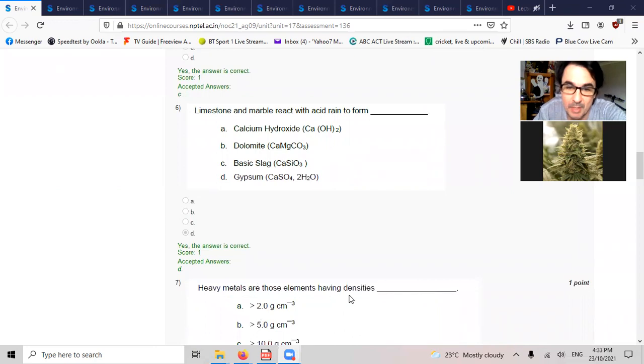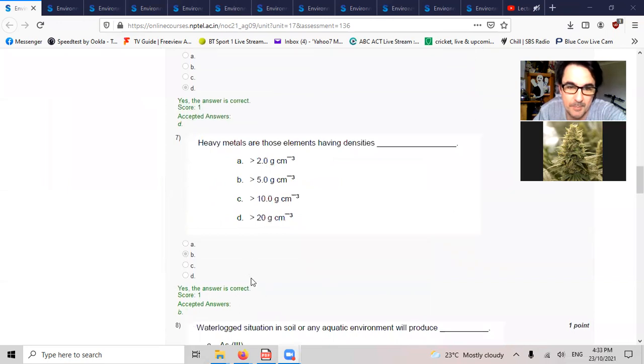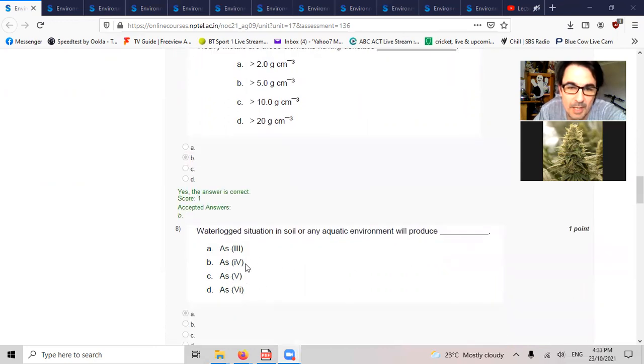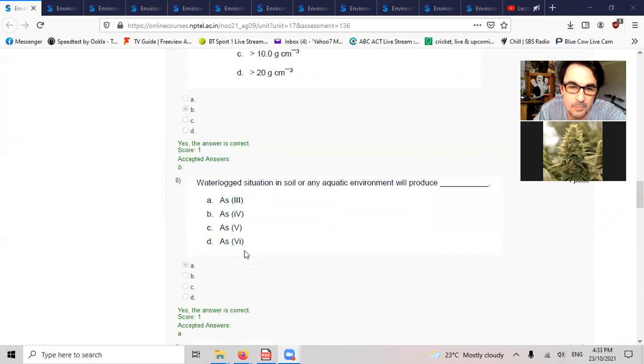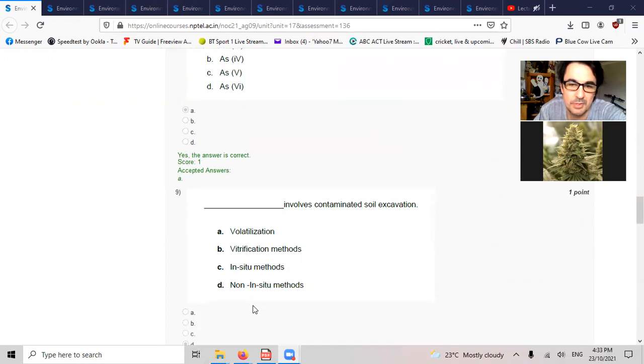Heavy metals are those elements having densities above 5 milligrams. The waterlogged situation in soil or aquatic environment will produce arsenic 3, 5, 6 or 4. It's 3. Yep. Something involves contaminated soil excavation. It's a non-in situ. Because in situ, you're not removing it, and ex situ, you are removing it.